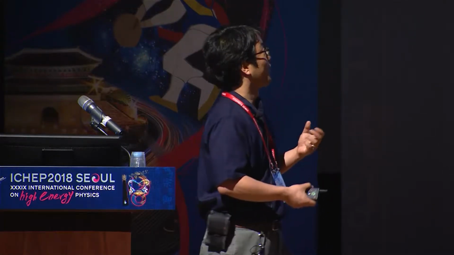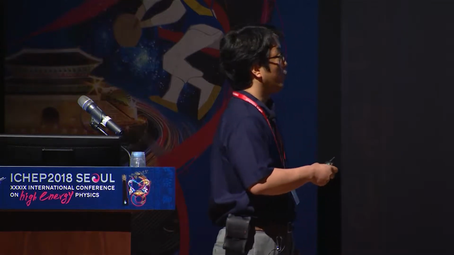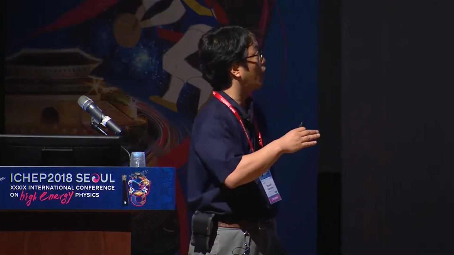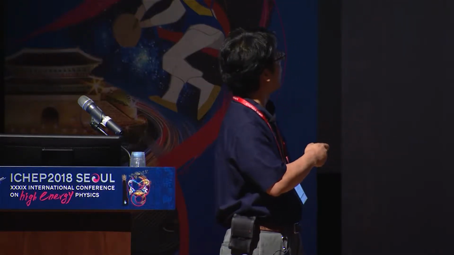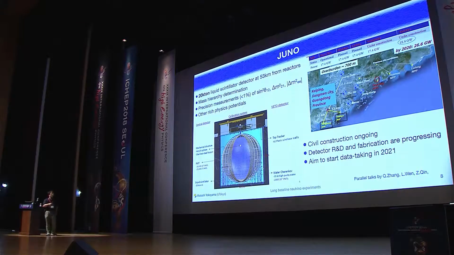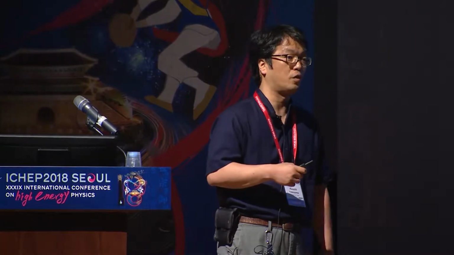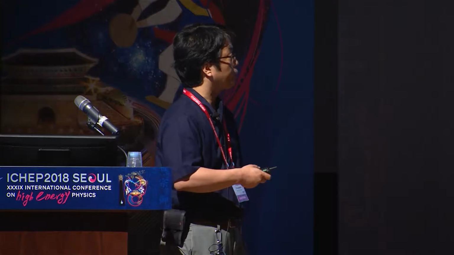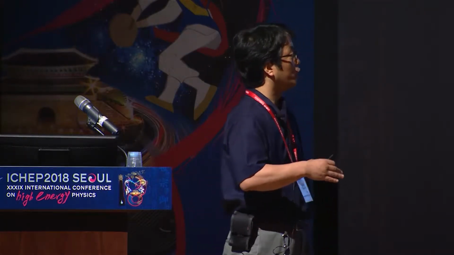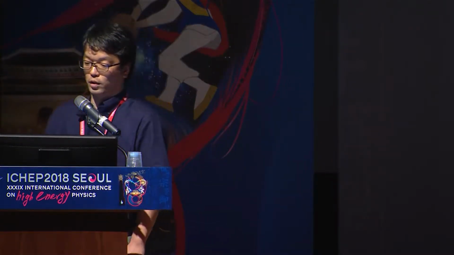Beyond that, the next large reactor neutrino experiment, this is not for theta 1,3 but for other physics, is JUNO, a 20 kiloton liquid scintillator detector at around 50 kilometers from the reactors. With this baseline, this is a maximum at the atmospheric delta m square scale. JUNO will aim to determine the mass hierarchy and also provide many other measurements, most notably precision measurements down to sub-percent level of those oscillation parameters, and also other rich physics using reactor and other sources of neutrinos. Civil construction is ongoing, and detector R&D and fabrication are in progress, and there are several reports in this iChip. They aim to start data taking in 2021.